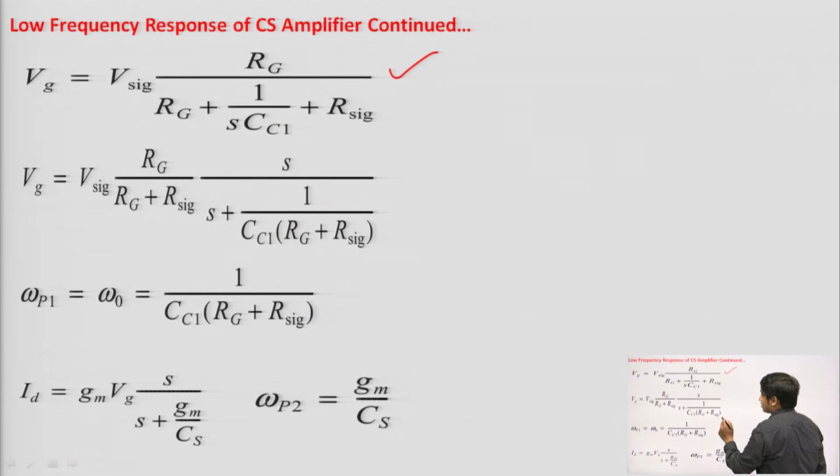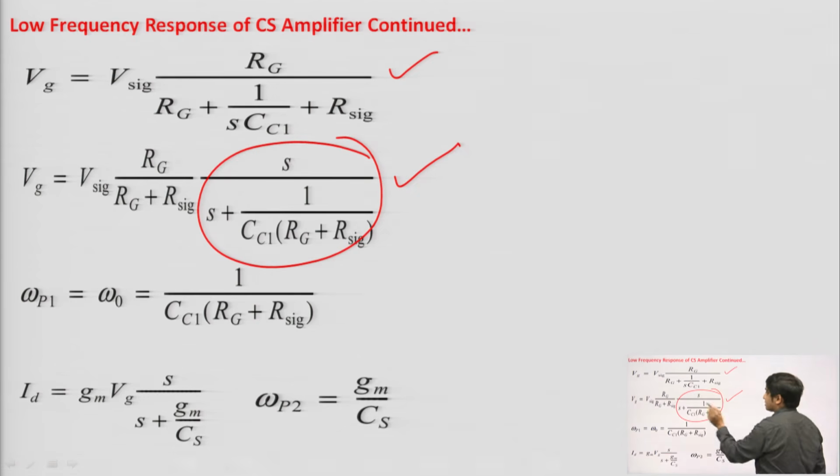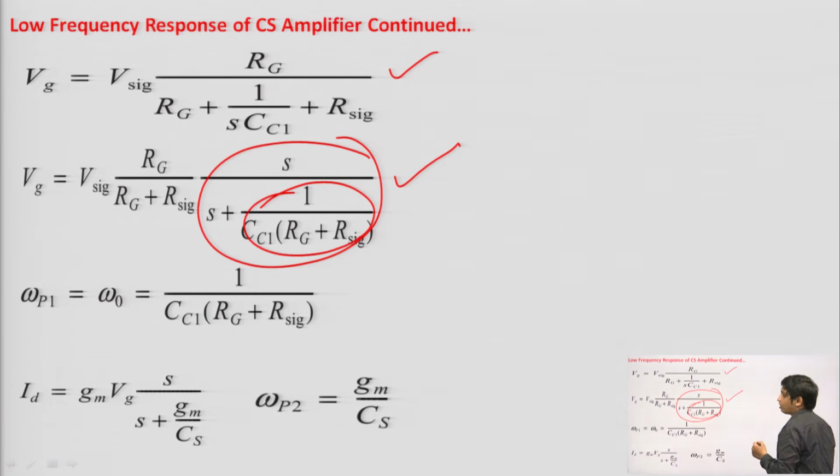Now, the first corner frequency we can get from this expression. What we have to do is get the expression in the form of S upon S plus something. S upon S plus something is a kind of high pass. So from here, S upon S plus something, this something is basically your corner frequency. So the first corner frequency is 1 upon CC1 into Rg plus Rc.